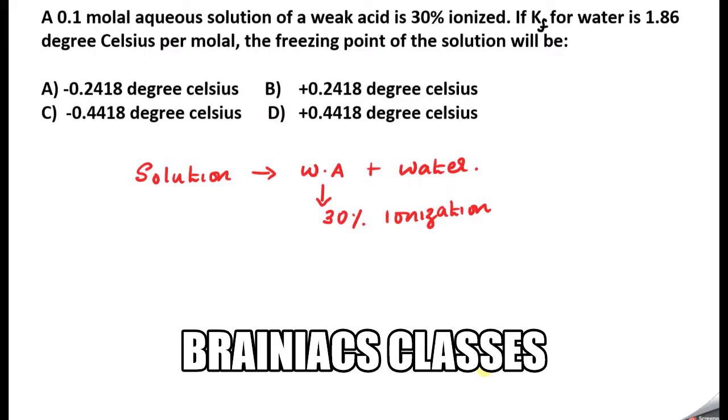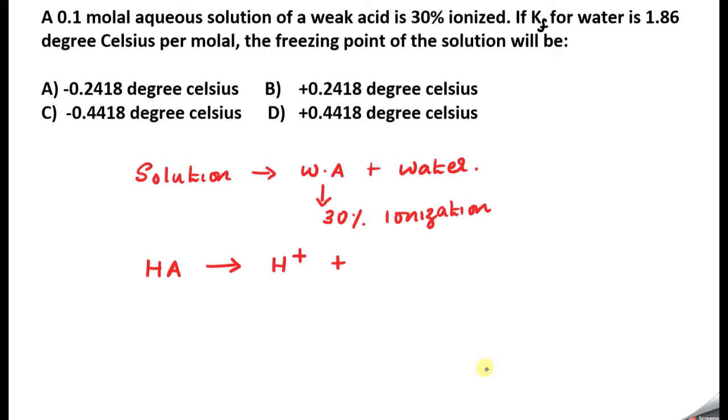Now here one doubt will come to your picture. Weak acid, whether it is a monobasic acid, dibasic or tribasic acid. If nothing is mentioned, we will assume this as a monobasic acid. So let's say HA is the monobasic acid. When it undergoes ionization, it will release one H plus and there will be A minus.